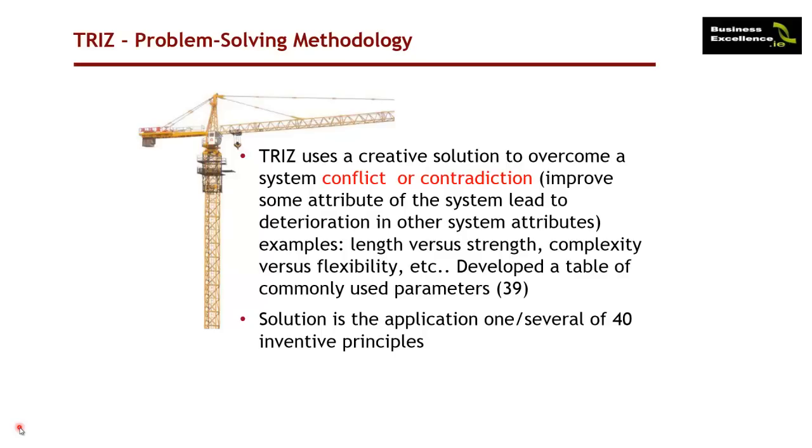And what Altshuler came up with is a table of different parameters which he tried to improve. So for example, weight, complexity, volume. And he also then came up with 40 different inventive principles that you can use to try and solve a particular conflict or contradiction.